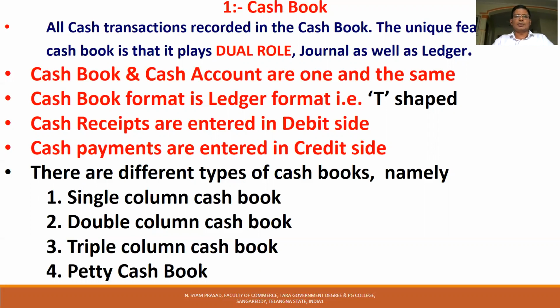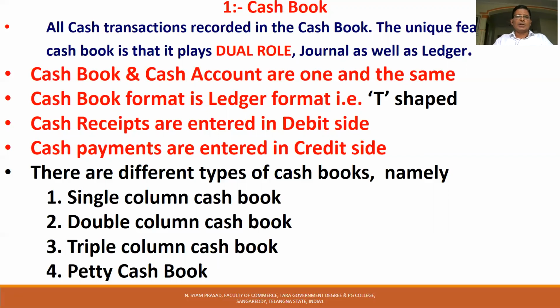Like that, the sales book total is transferred to the sales account credit side. That means sales book is different from sales account. But in the case of cash book and cash account, they are one and the same. That too, cash book has a ledger format, that is a T-shaped format. The left-hand side of cash book is called the debit side. The right-hand side of cash book is called the credit side.